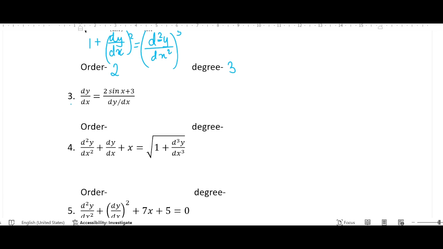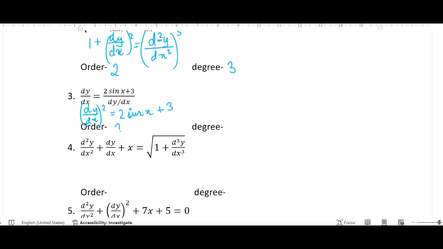Now dy by dx is equal to 2 sin x plus 3 upon dy by dx. Over here again dy by dx is in the denominator, so the power becomes -1, and over here the power is 1. So what do we do? We take this dy by dx on the other side, which makes the power of dy by dx to be 2, equal to 2 sin x plus 3, which remains as it is. No changes to be made to that term.